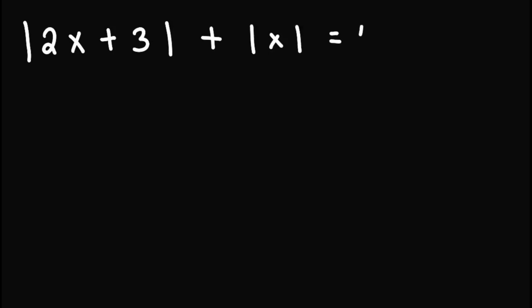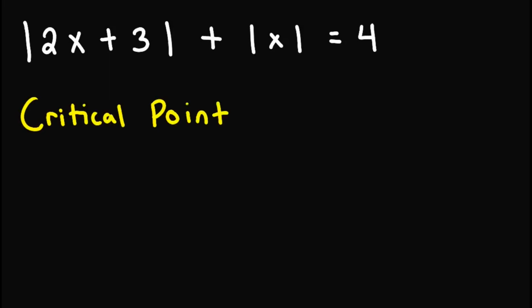So let's have this example. Let's have the absolute value of 2x plus 3 plus the absolute value of x equals 4. So as you can see, we have two absolute values here. And to solve this, we must first introduce the idea of critical points. So essentially, critical points are values of x that would make the value inside our absolute values be 0.